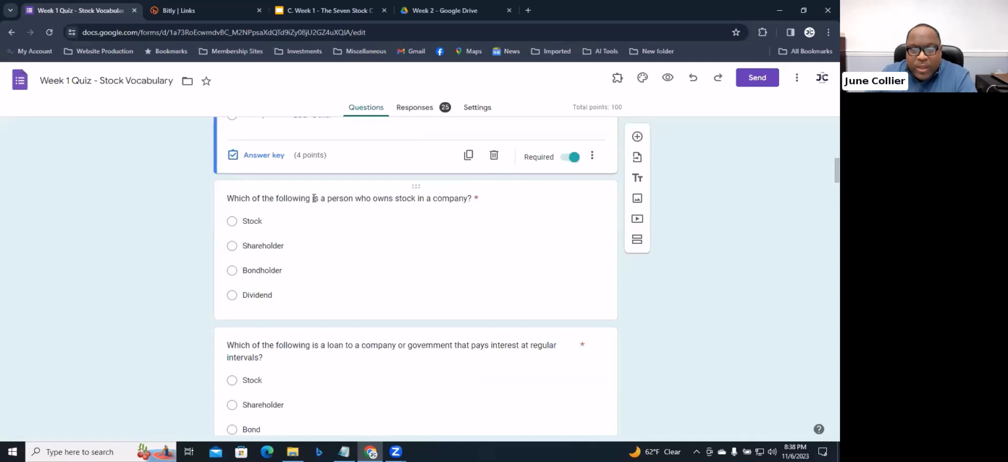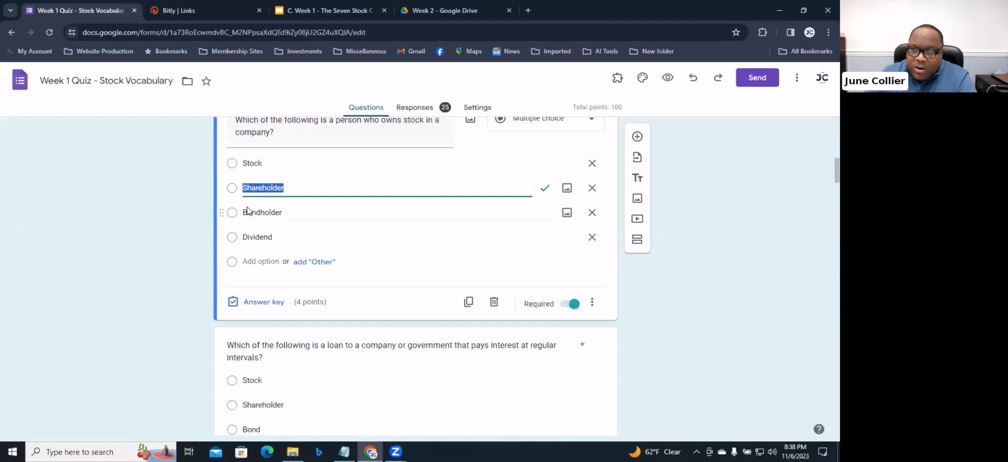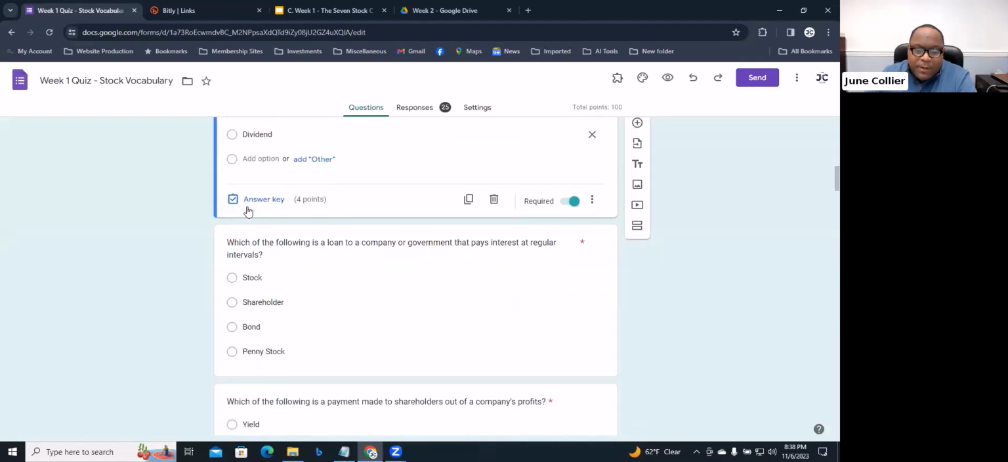Which of the following is a person who owns stock in a company? So this is a person that actually owns stock in a company, and we call that person a shareholder. Shareholders actually own stock in the company.